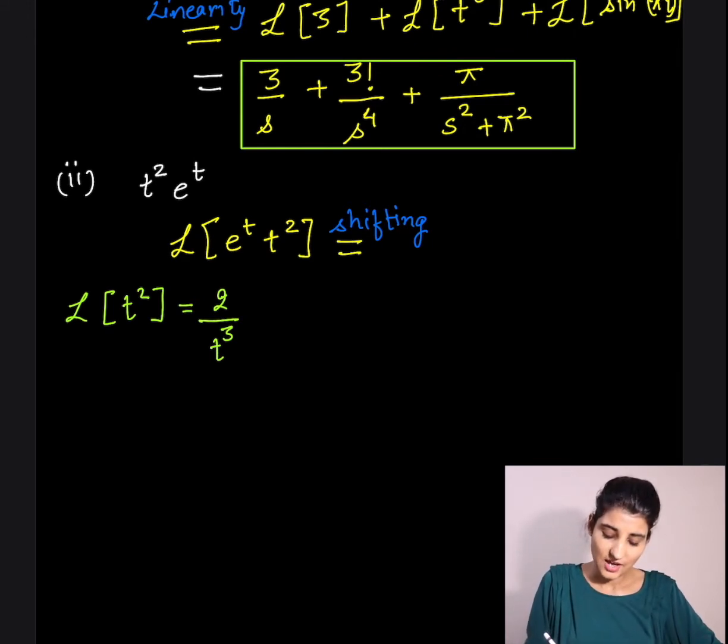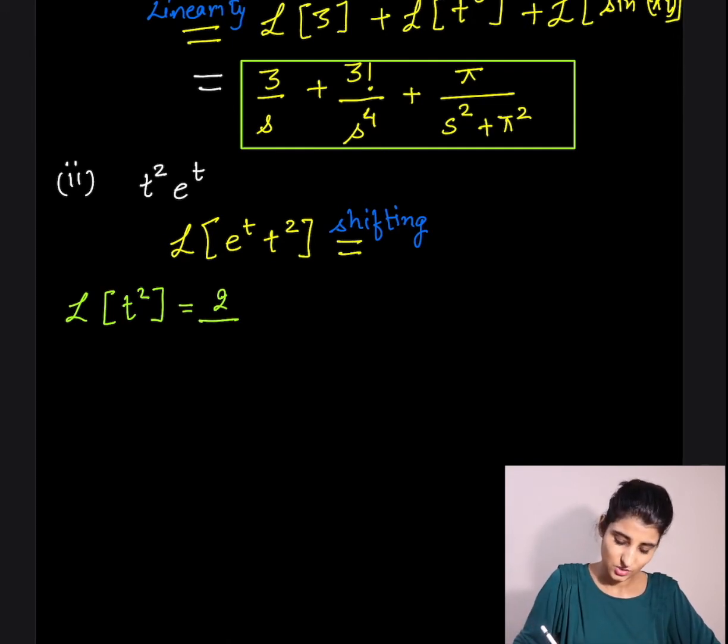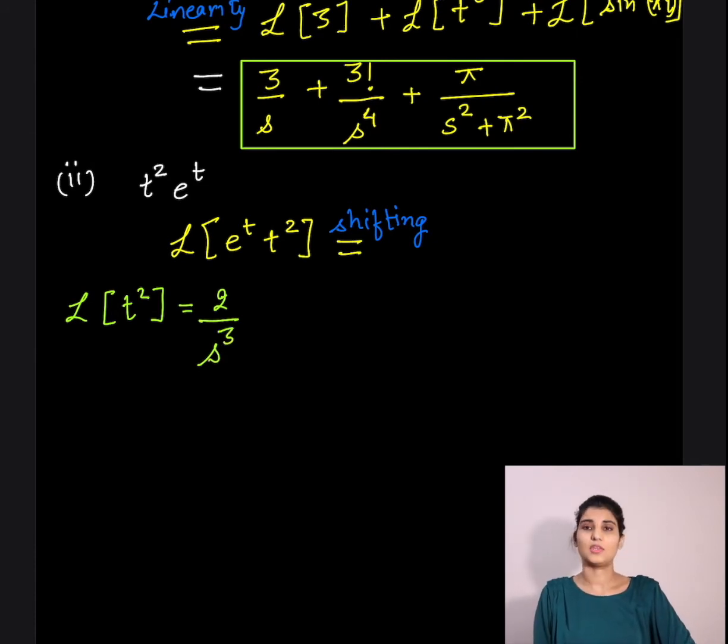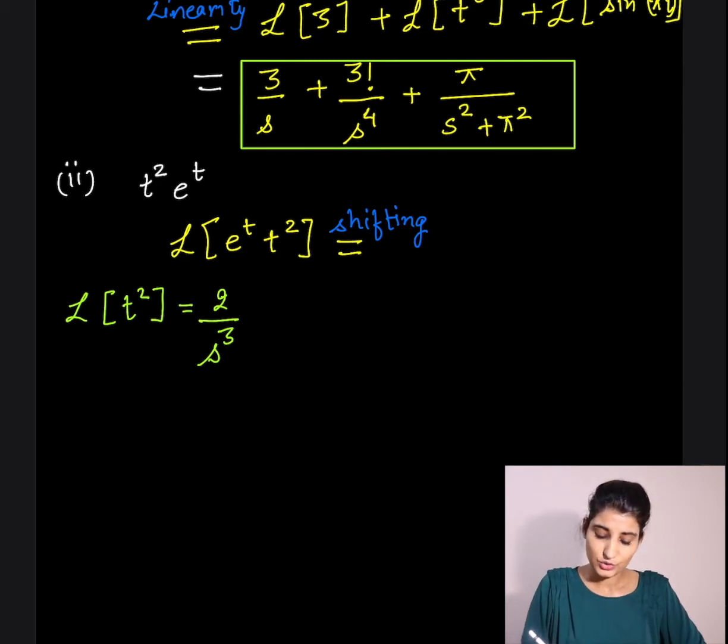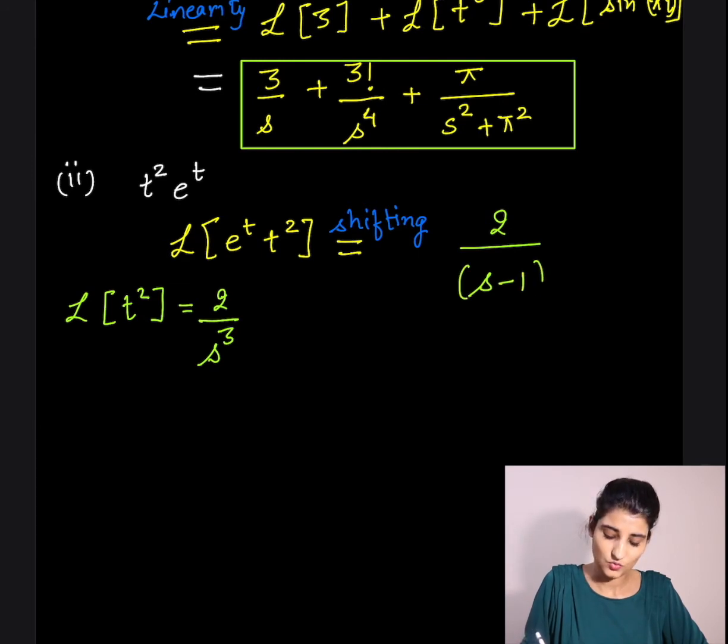So this is s cube, not t. Our answer is in terms of s cube. Now we have e power t, so we want to shift this Laplace by -1. So our answer is going to be, we replace s by s minus 1. So this is our answer.